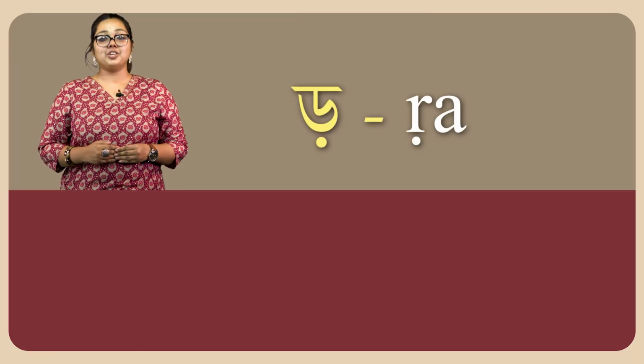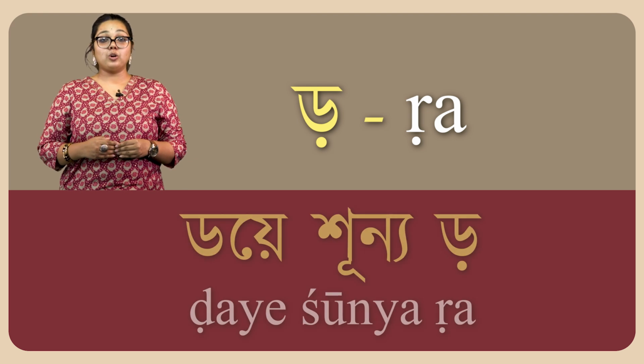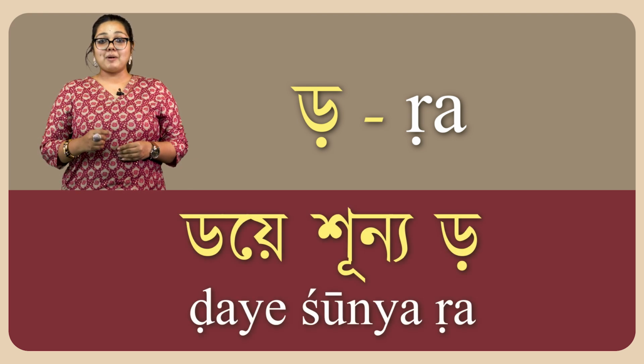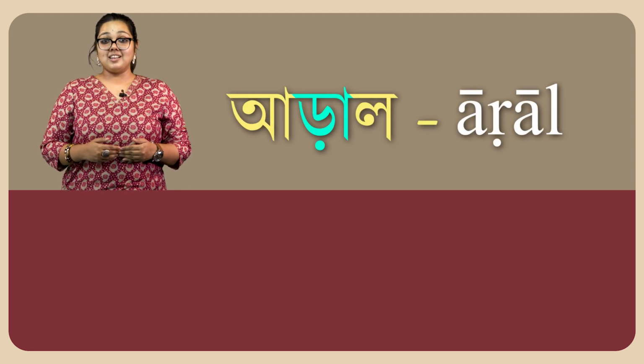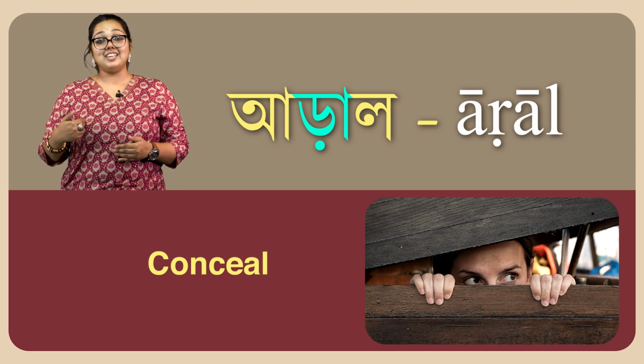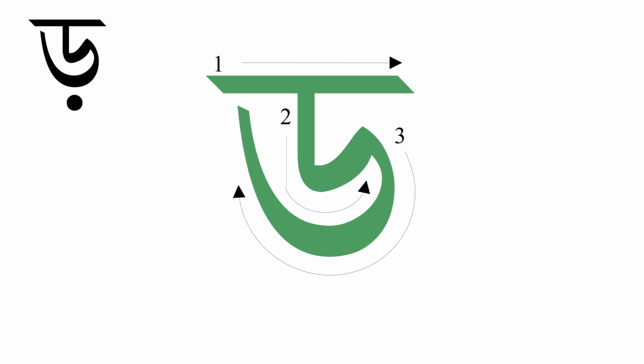The next letter is RAW. There is no English equivalent similar to the pronunciation of this letter. It is named Doi Shunno RAW. There is a bar, which is the matra, above the letter. This letter can occur word medially, such as in aral, meaning conceal, and word finally, as in chor, meaning slap. Now let's try to write this letter. We will start by writing DAW and then put a dot below the letter. You have now successfully written the Bengali letter RAW.